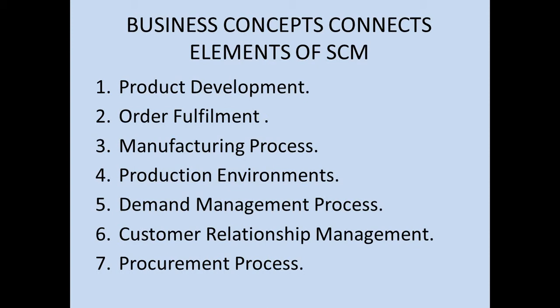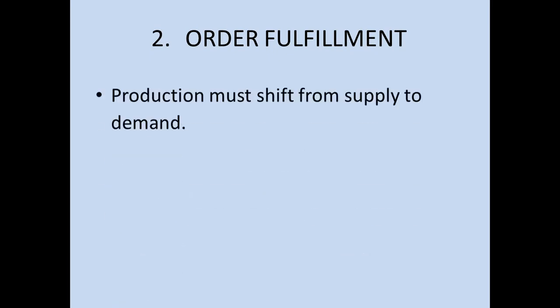In our last session, we learned about the basic concepts that connect the elements of supply chain management. We listed 7 business concepts. Among them, we learned about what product development is, how new product development takes place, and how it is linked to the elements of supply chain management. In this video, we learn about order fulfillment and the manufacturing process.